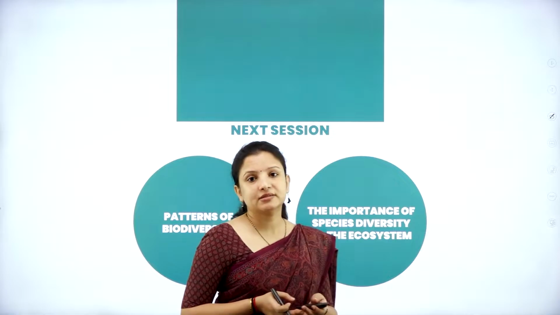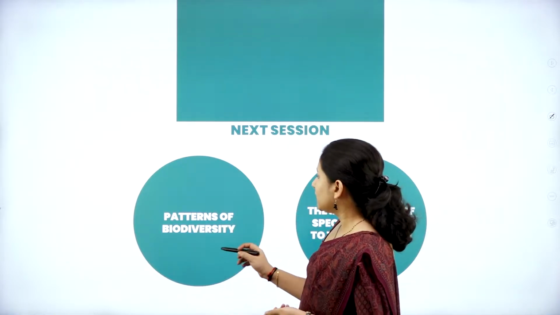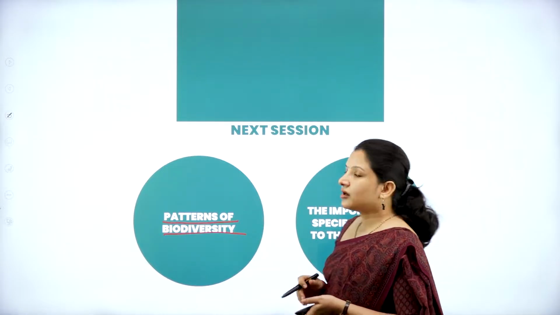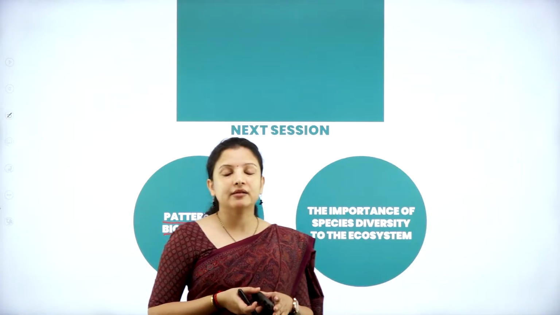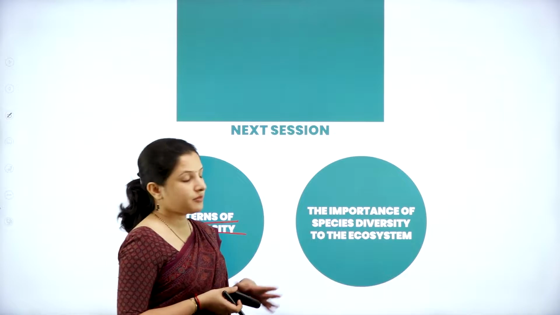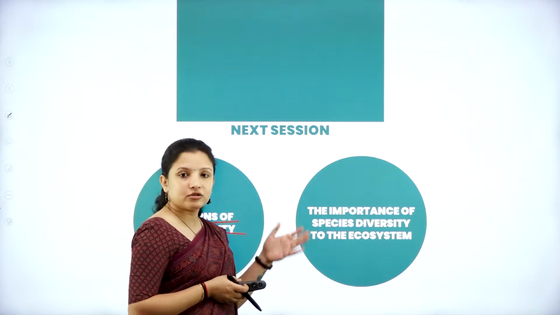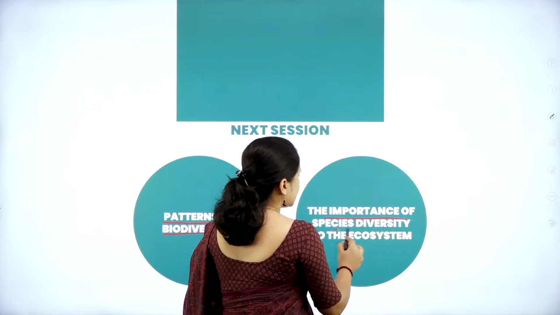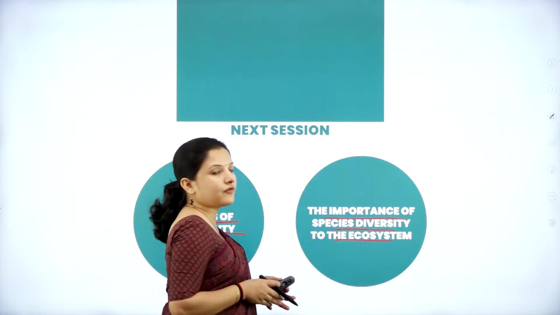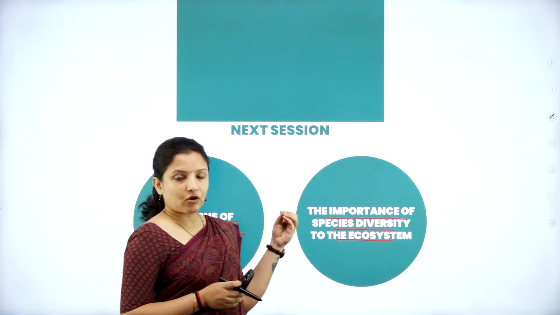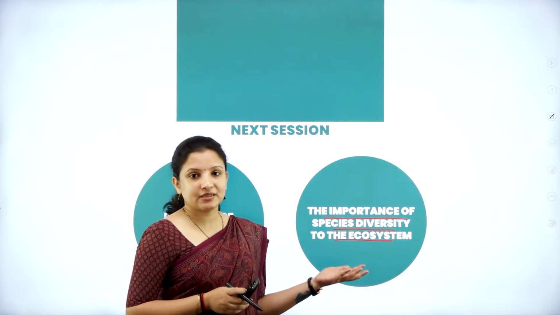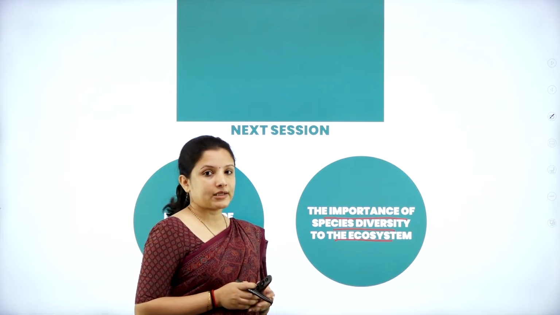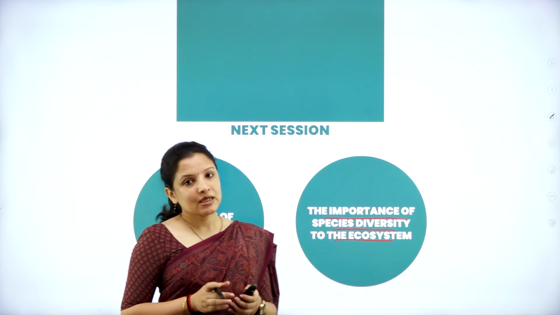So, in the next session, let us study the patterns of biodiversity. We have the latitudinal pattern and the species area relationship. That we will study, and also we will study the importance of species diversity in the ecosystem. Why different species are necessary on this planet, and how they are interrelated to one another. All that we shall study in the coming session.